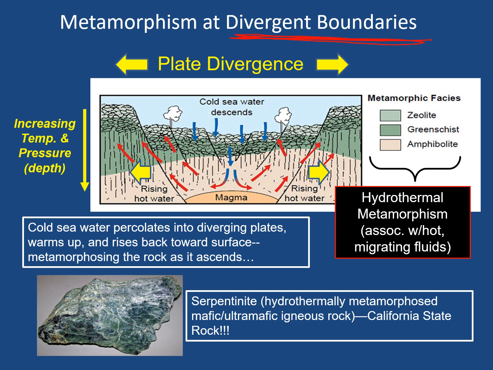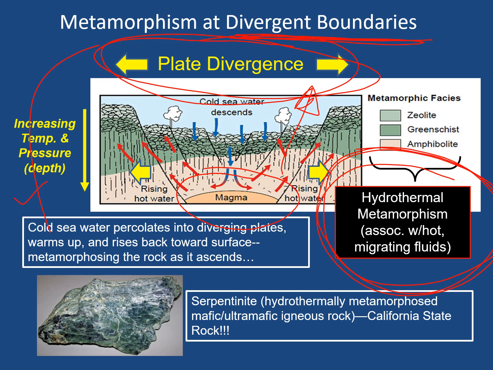I was kind of talking about this earlier. Metamorphism in the presence of abundant water. That's called hydrothermal metamorphism. And you can read about it here. Cold seawater is percolating into the mid-ocean ridge. It gets close to the magma at a relatively shallow depth. It then warms up and migrates back up to the surface, metamorphosing the igneous rock in the process. And it's this overall divergent plate boundary environment that produces serpentinite, which is the state rock.